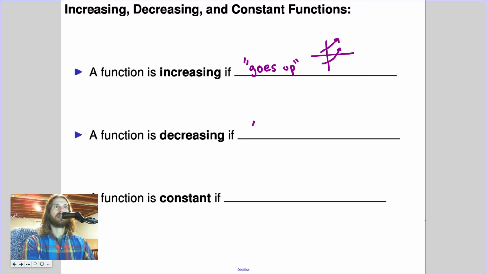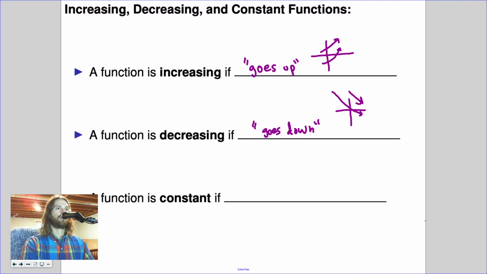A function is decreasing if it goes down, air quotes. What I mean by goes down is this: as we go from left to right, it's headed downhill. It might be a curve. That one wasn't great. Oh, I made the cursor disappear. That's weird. So if it goes down like that or something with a curve, that's fine as well.